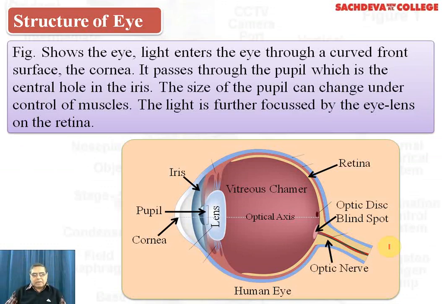So now we'll come to the main slide, the figure that shows the eye. Light enters the eye through a curved front surface, the cornea. It passes through the pupil, which is the central hole in the iris. The size of the pupil can change under the control of muscles. The light is further focused by the eye lens on the retina. That is, the image is formed on the retina.